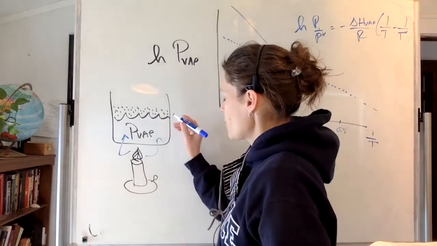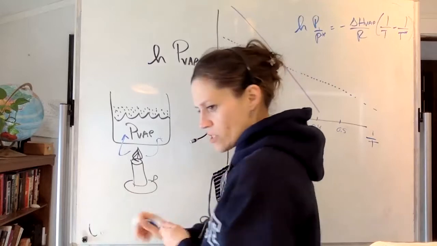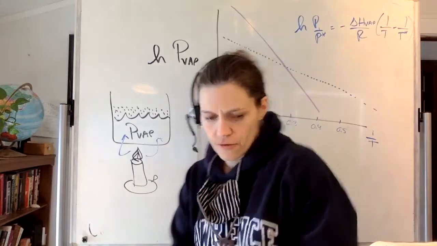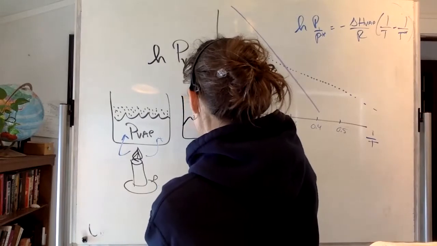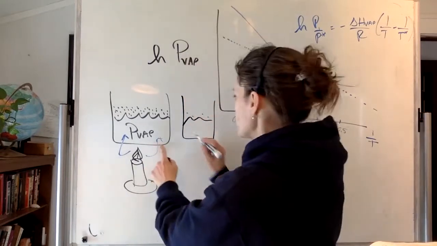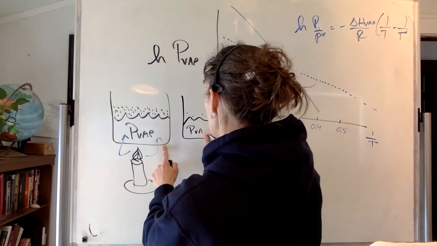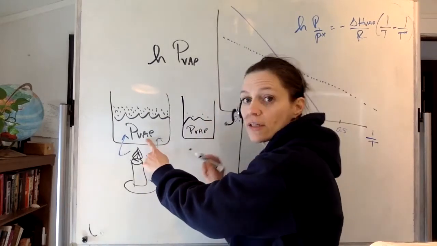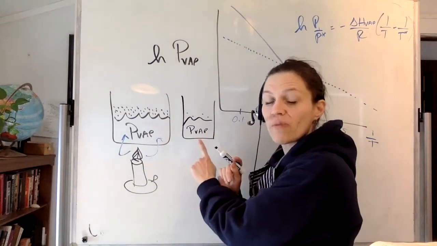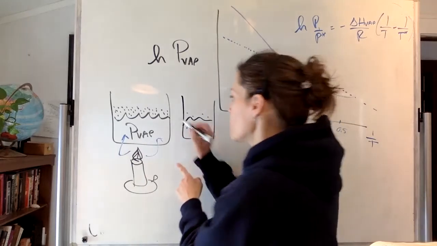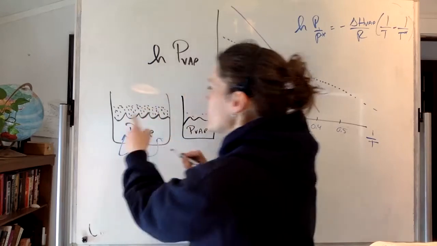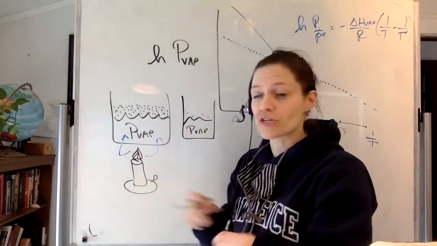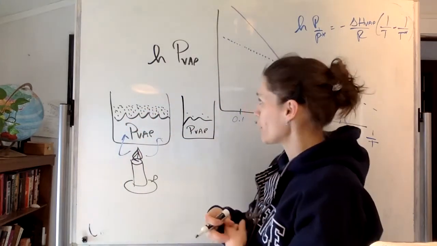So one thing to think about is you've got two different scenarios of P vapor. So here you've got a very large vapor pressure. Here you have a very small vapor pressure. Notice it's really just the number of particles that are in the vapor phase, and there's going to be a higher pressure, higher force per unit area.